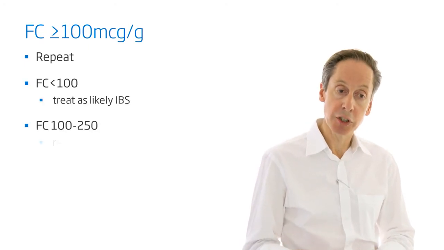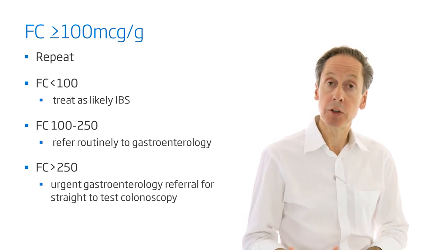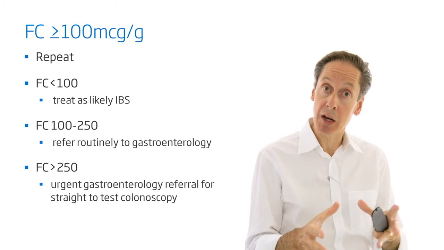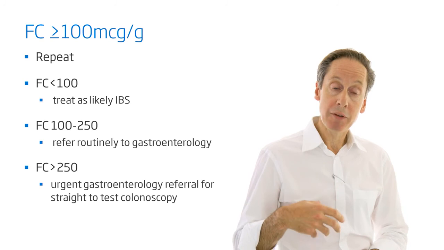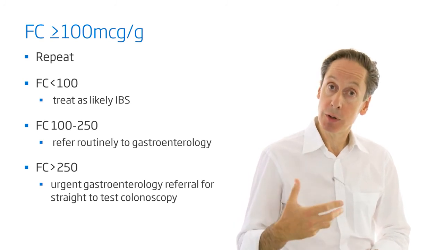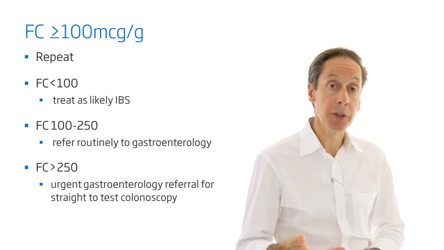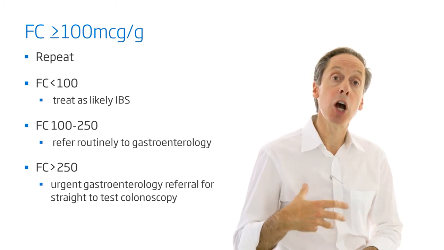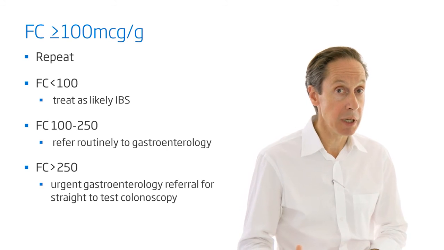Looking at those who have a fecal calprotectin greater than 100, the first thing to do is to repeat the test. This is important. Those who have a fecal calprotectin less than 100 on repeat, you treat as I've just outlined, as if they have irritable bowel syndrome. Those who have a fecal calprotectin between 100 and 250, you refer routinely to gastroenterology. And those who have a fecal calprotectin greater than 250, you refer urgently to gastroenterology for a straight-to-test colonoscopy.